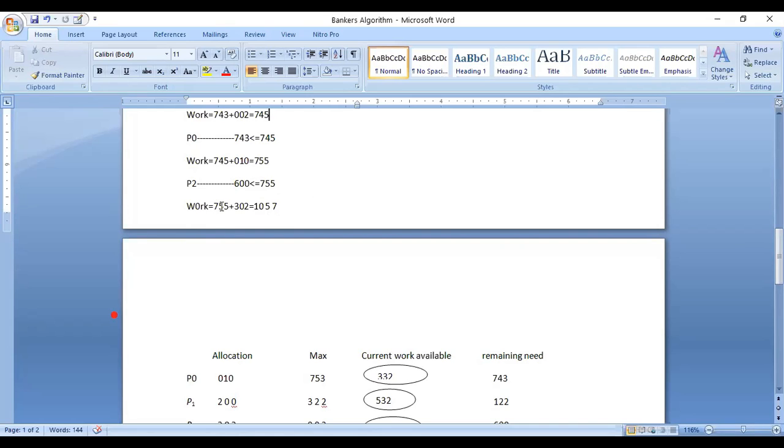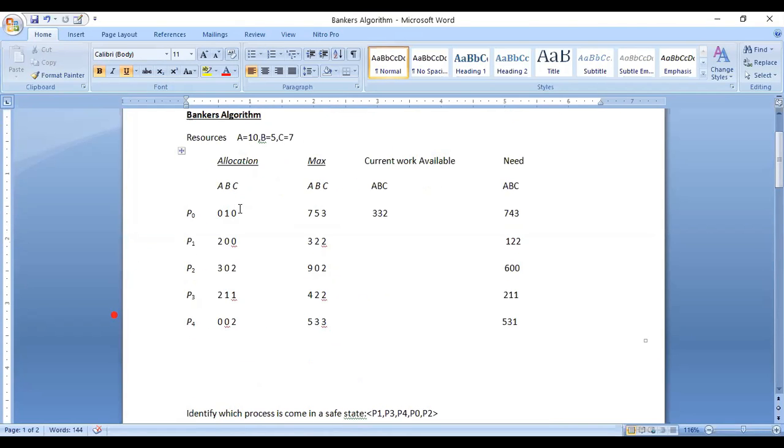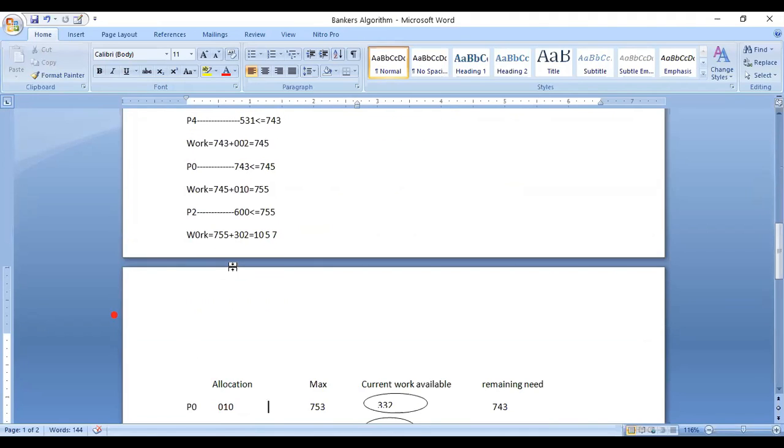Then you have to calculate work is equal to work plus allocation. So 755, that is work, plus allocation of the P2 process. Allocation of the P2 process is 302. Add it. 7 plus 3, 10. 5 plus 0, 5. And 5 plus 2, 7. So how many resources are there right now in the system? P1, P3, P4, P0, P2, all are executed. After executing the processes, all resources are released.